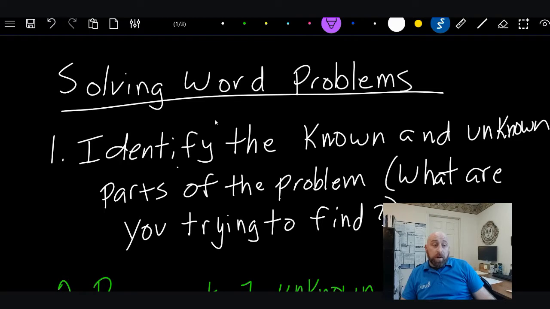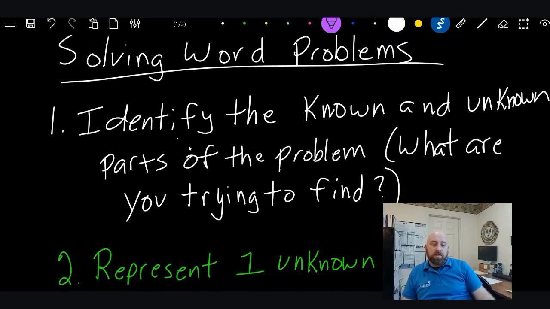So solving word problems. Number one, the first thing you want to do is identify the known and the unknown parts of the problem. So we want to identify, what do we know? That's important, to know what you know. Sometimes we read over things and don't realize they told me that. So make sure you realize what they've told you, but also what's not known. What are they looking for? In other words, what are they trying to find? What's the missing number here, or what's the point of this question? Just read it over and try to figure out, what is this question asking me?